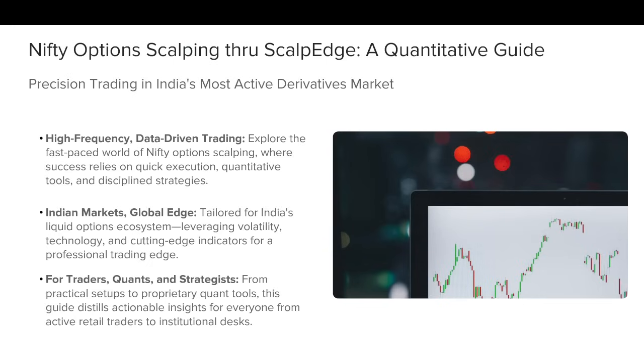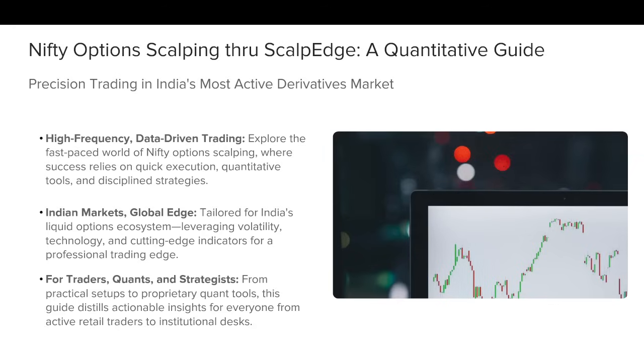Now, scalping is basically currently done in Nifty and Sensex options, where your success will depend upon quick execution, the quantitative tools which will support you in scalping, and very disciplined strategies. In India, if you try to scalp, the best place is the options ecosystem on Nifty and Sensex, which have weekly options. You can leverage volatility, you can use technology because there are a lot of very fast execution brokers and APIs, and you can use cutting edge indicators on TradingView for a professional trading edge.